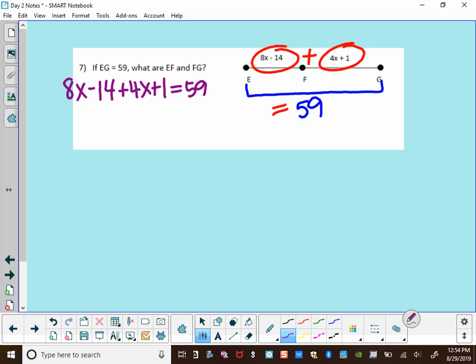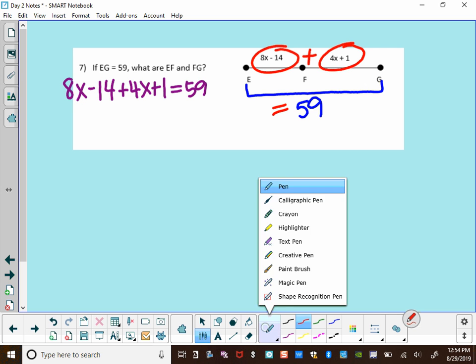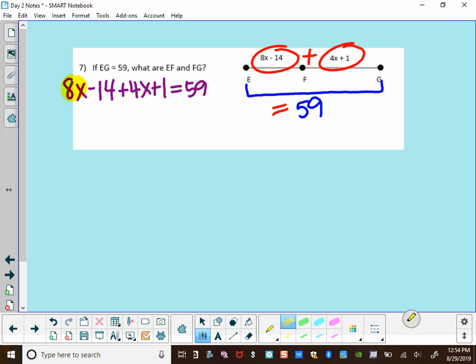All right, Chris, what are my like terms? What is 8x plus 4x? What do you get? 12 what? Good. Bryant, what is negative 14 plus 1? Other way. Good, negative 13. And that's going to equal 59.